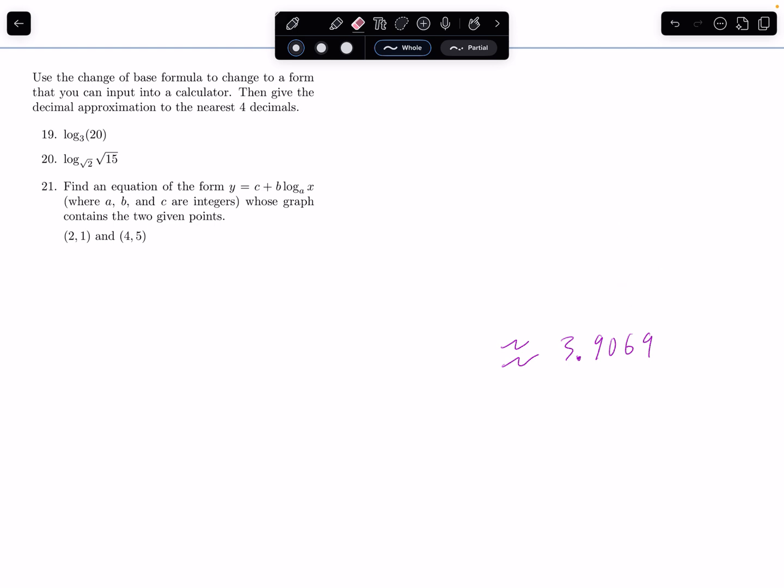Okay, number 21 says find an equation of the form y equals c plus b log base a of x, where a, b, c are integers whose graph contains the two given points, (2, 1) and (4, 5). Okay, you first see that question, it sounds complicated. And actually, this one is a little bit long. Sounds complicated, and it's kind of complicated a little bit.